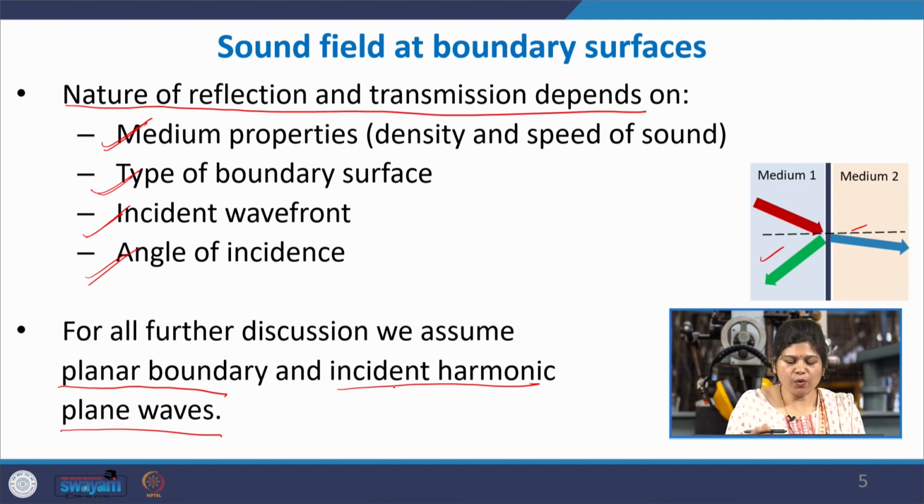Whatever results we derive for harmonic plane waves can automatically be used for spherical or cylindrical waves, because after all, spherical waves can be thought of as harmonic waves propagating radially outwards, where the amplitude instead of being constant is a constant divided by r. So if you think of spherical waves as a special type of harmonic wave, then whatever relations you derive will hold true, and similarly they will also hold true for cylindrical waves.